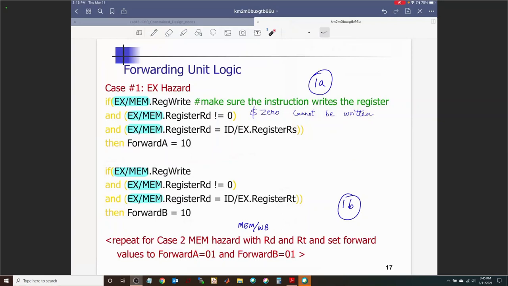All right, questions about the forwarding unit logic? Check whether you are writing or not. Check whether your destination register is zero or not. And then check whether your destination register in the first instruction is the same as one of the source registers in the second one, that would be your X hazard, or the third one, that would be the mem hazard. And you can fix that by appropriate XMEM forwarding or mem write back forwarding. And in this case, we are using a mux to select which one to forward.